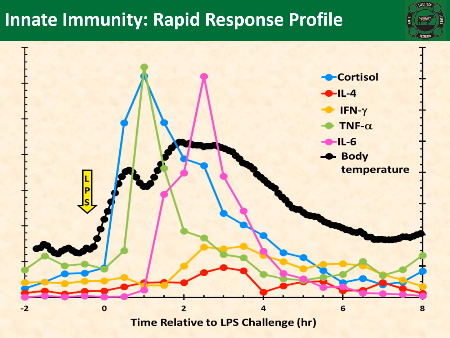This slide depicts the rapid time course associated with various biological markers that are released during an innate immune response elicited by exposing cattle to an endotoxin challenge. As depicted in this graph, the stress hormone cortisol and the pro-inflammatory cytokine TNF-alpha increase significantly within the circulation within minutes following exposure to the endotoxin. Likewise, the calf generates a febrile response within minutes following endotoxin exposure.